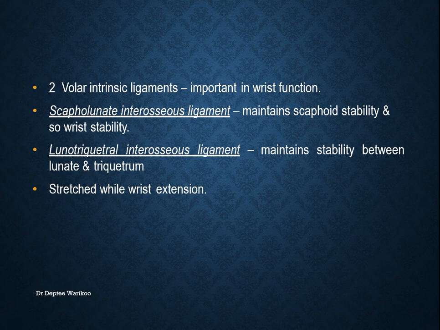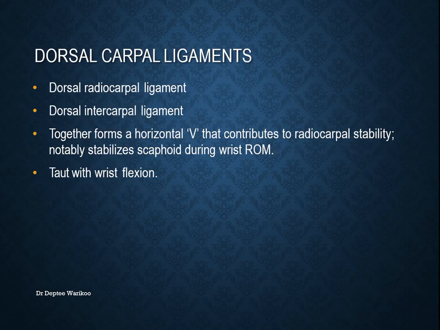So next are the scapholunate interosseous ligaments. They maintain the scaphoid stability and wrist stability. Then the lunotriquetral interosseous ligaments, which maintain the stability between the lunate and triquetrum. In general, the volar wrist ligaments are placed on stretch with wrist extension.